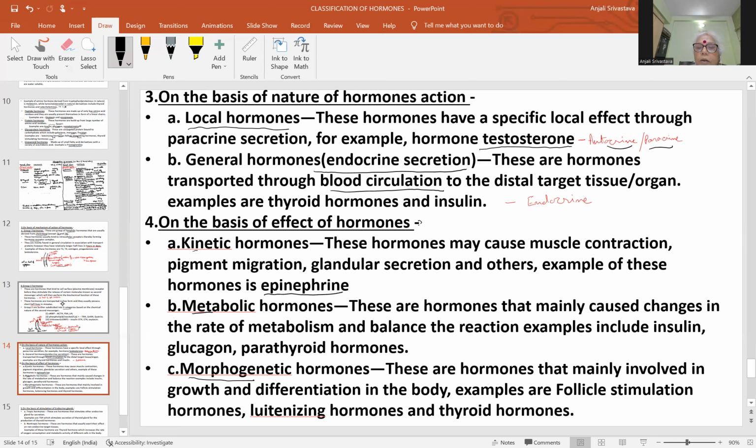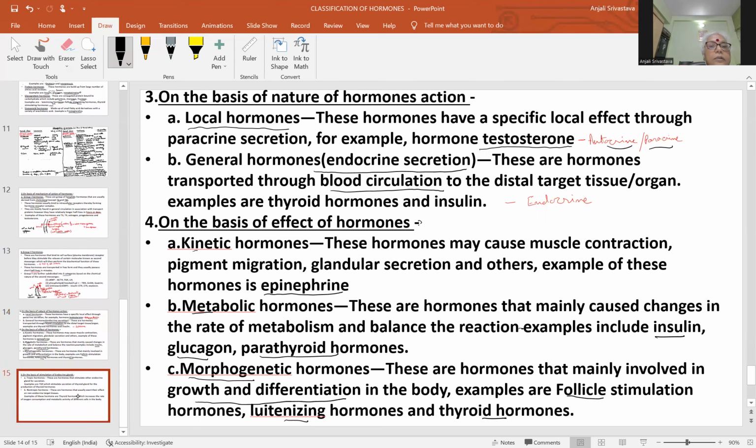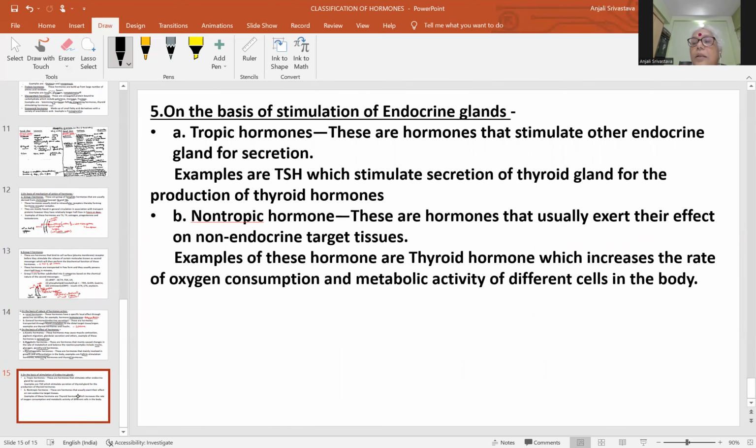Then are the metabolic hormones that mainly cause changes in the rate of metabolism and balance the reactions. The examples are insulin, glucagon, parathyroid hormones. Then the third type are the morphogenetic hormones, which are mainly involved in growth and differentiation actions of the body. The examples are FSH, LH, and thyroid hormones. So this is the fourth category of hormones.